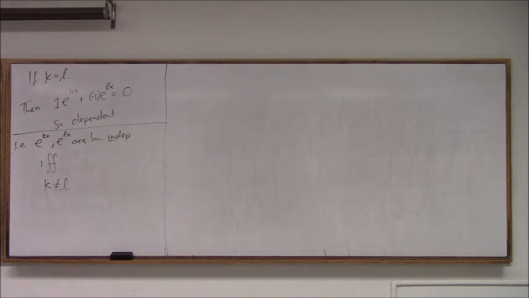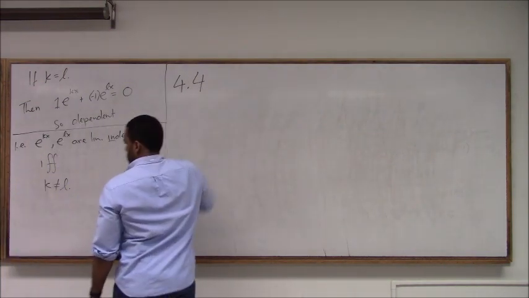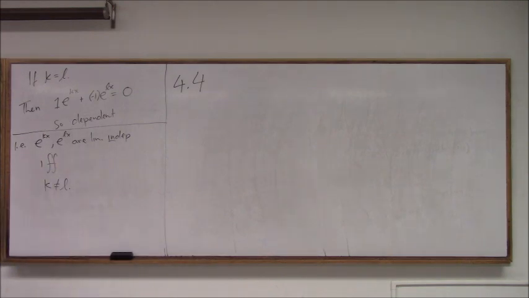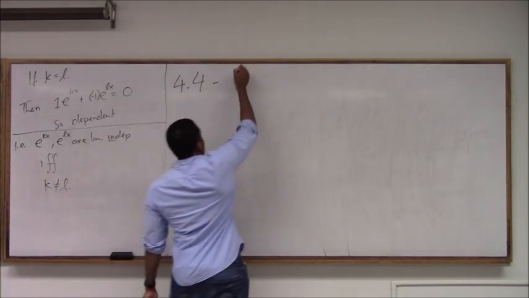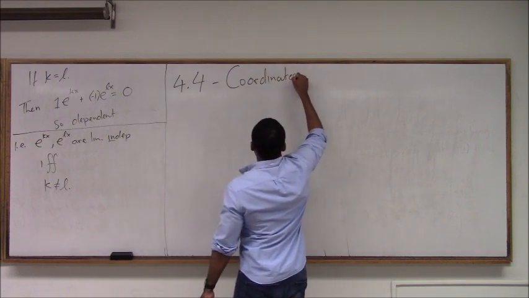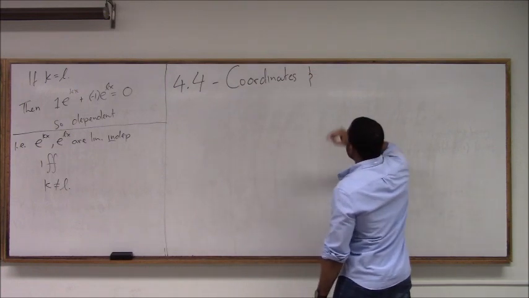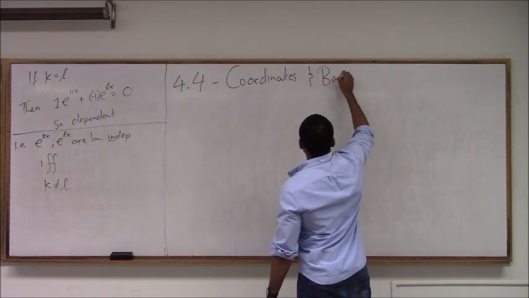I have one more example here, but I think that's kind of enough. Let's move on to 4.4. I kind of defined this already, what a coordinate is, but let's look over it and see why it's a unique identifier. Coordinates and bases.